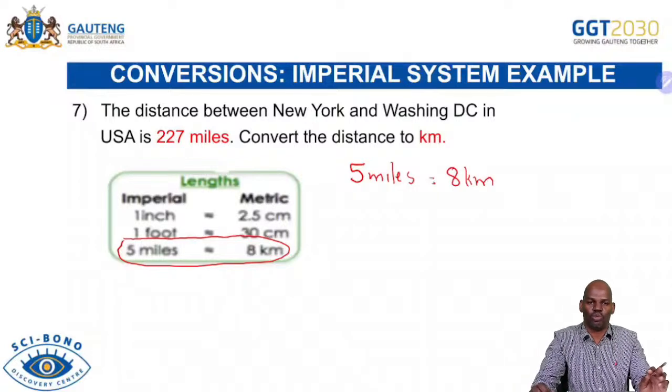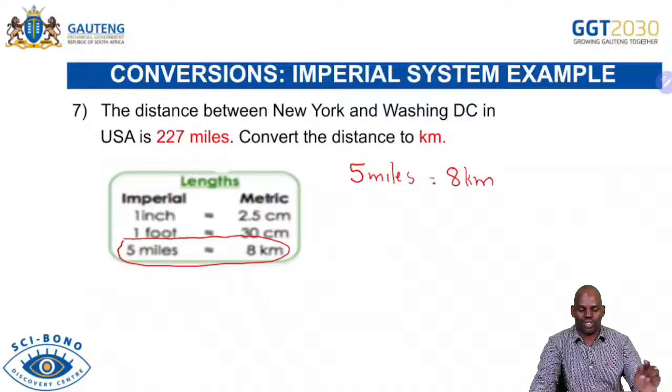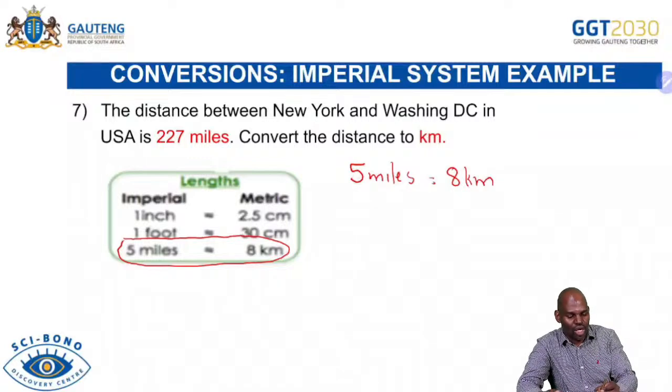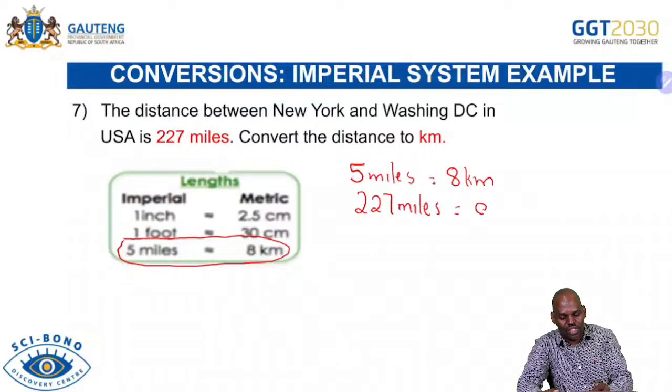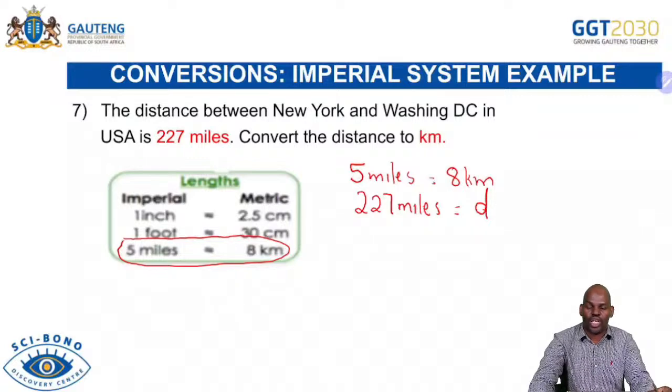Now you have to be careful in this case, boys and girls, because you can see the one is not indicated in either of the two units. Here we've got 5 miles equals 8. Then we need to write down our value. Our value in this case is 227 miles. We want to know what this distance is in kilometers.